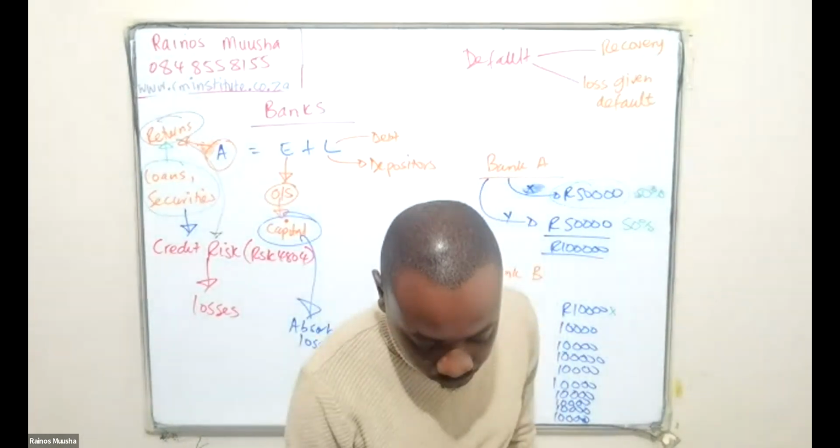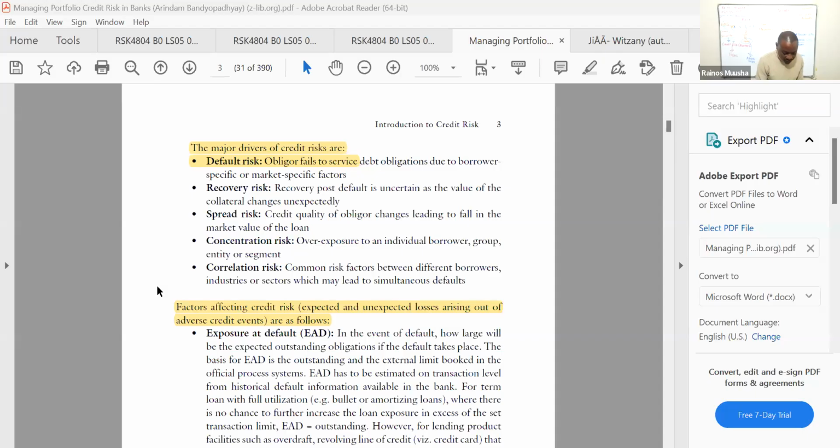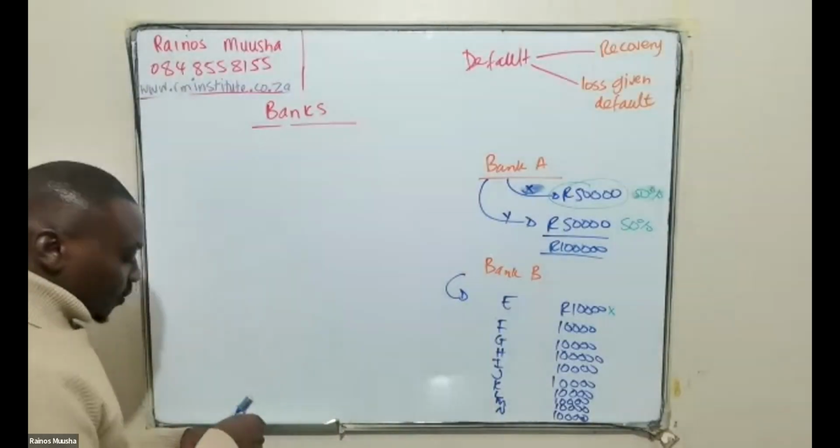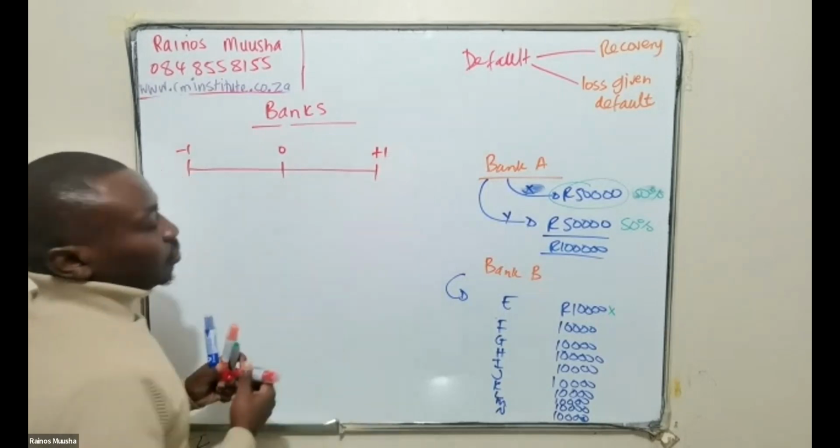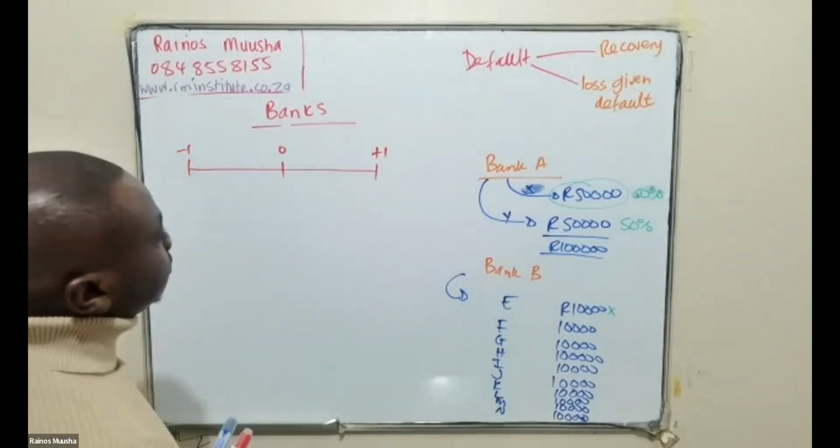Next, we also look at correlation risk as well. And here they say, common risk factors between different borrowers, industries, or sectors may lead to simultaneous defaults. So in this case, when you look at correlation risk, the correlation coefficient varies between -1 and +1.